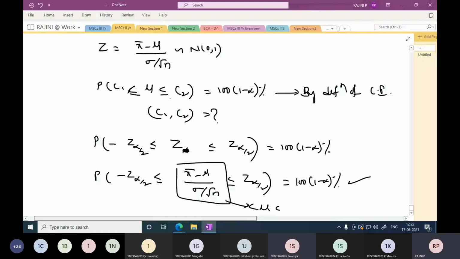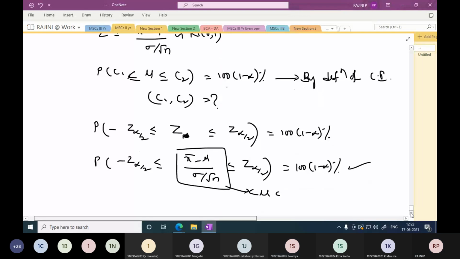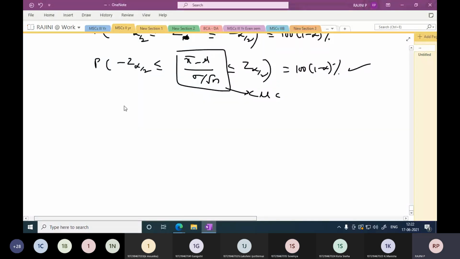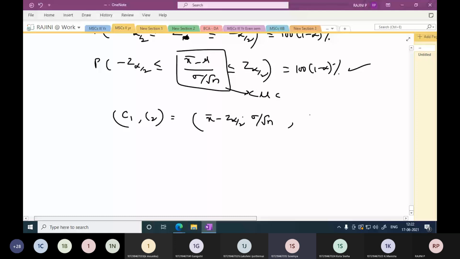C1 is x bar minus z alpha by 2 into sigma by root n. Okay, one minute, let me write. What are the C1 and C2 values? X bar minus z alpha by 2 into sigma by root n. C2 is x bar plus z alpha by 2 into sigma by root n.